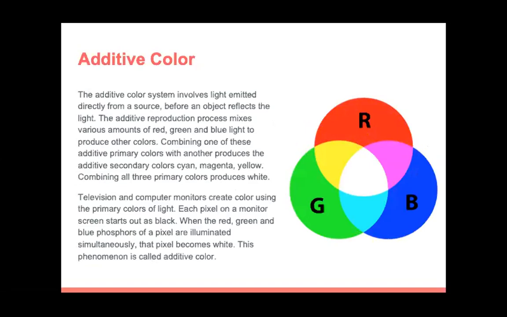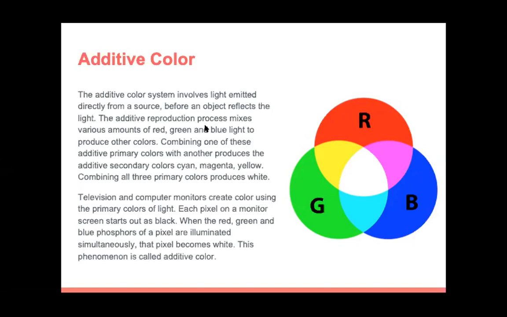Okay, let's talk about additive color. So additive color system involves light. You can see here, it's almost like a spotlight, emitted directly from a source before an object reflects the light. Sorry, guys. The additive reproduction process mixes various amounts of red, green, and blue light to produce other colors. And combining one of these additive primary colors with another produces the additive secondary colors, cyan, magenta, yellow. And then combining all 3 primary colors produces white. So you can see on the slide here, RGB coming together produces white.